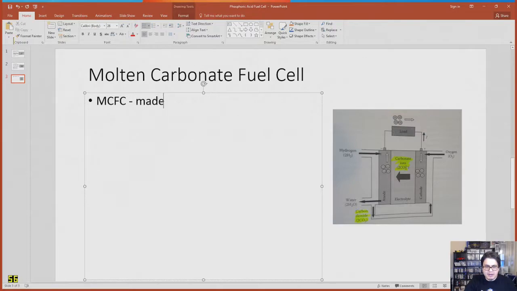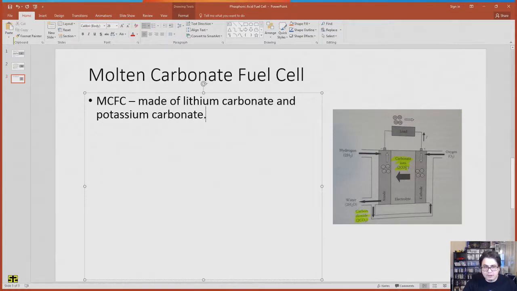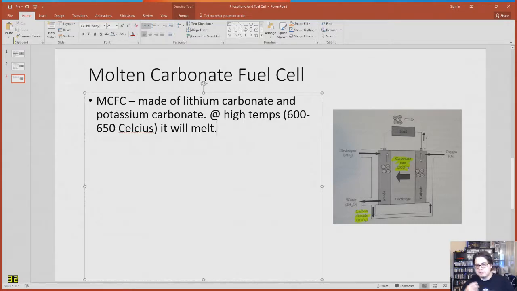So first, it's made of lithium carbonate and potassium carbonate, right? So this is the material of the electrolyte. Given high temps, I think it's 600 to 650 degrees Celsius, it will melt. So the lithium carbonate and potassium carbonate will actually melt into kind of a liquid, and will pass the carbonate ion, right? It passes.